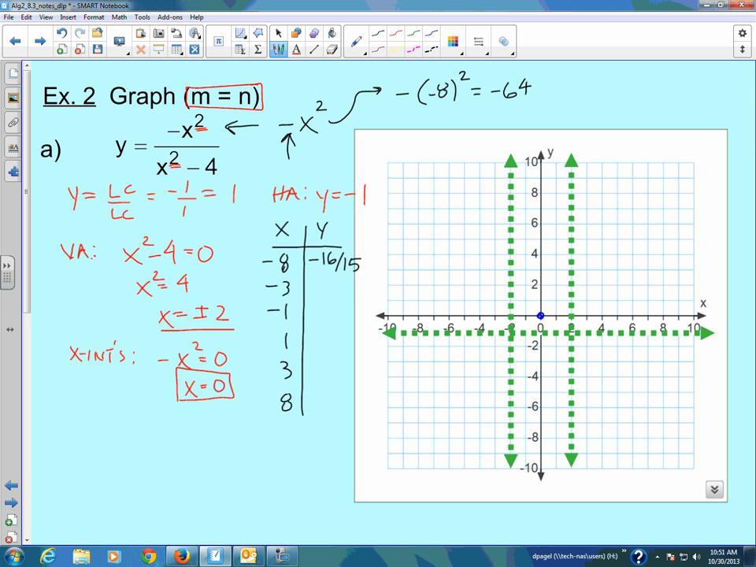-3 on the top gives me -9, and -9 over 9 minus 4, or 5, gives me -9 fifths. And I would, again, be changing these to decimals. That's -1.8 right there. -1 on the top gives -1, and on the bottom -3, so now I get 1/3. And when you put a 1 in, same thing, 1/3. Putting a 3 in, you get -9 on the top again over a 5. And I'm going to get -16 over 15 when I put the 8 in.